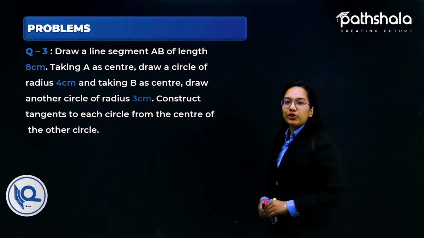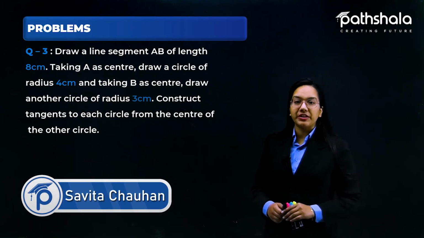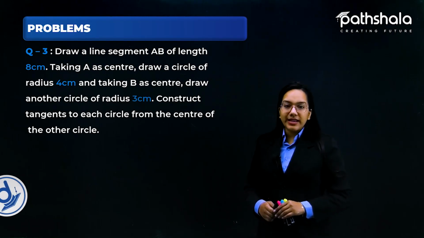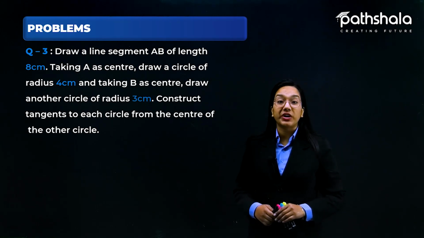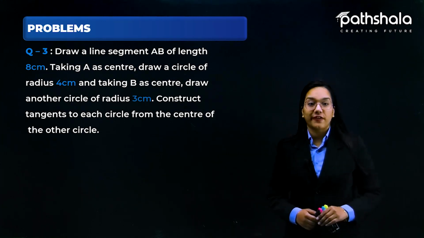Now let's move on further to question number 3, which says: draw a line segment AB of length 8 cm. Taking A as a center, draw a circle of radius 4 cm. Taking B as a center, draw a circle of radius 3 cm. Construct the tangents to each circle from the center of the other circle, and we also have to give the justification for this.